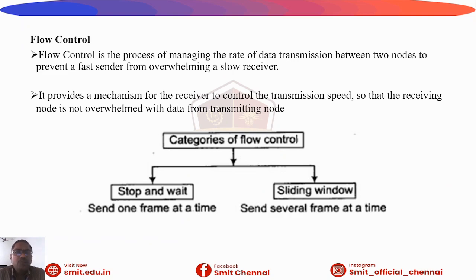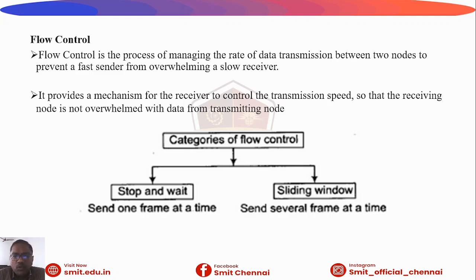Next one is flow control. It is the process of managing the rate of data transmission between two nodes. It provides a mechanism for the receiver to control the transmission speed so that the receiving node will not get overwhelmed by the data being sent by the transmitting node.